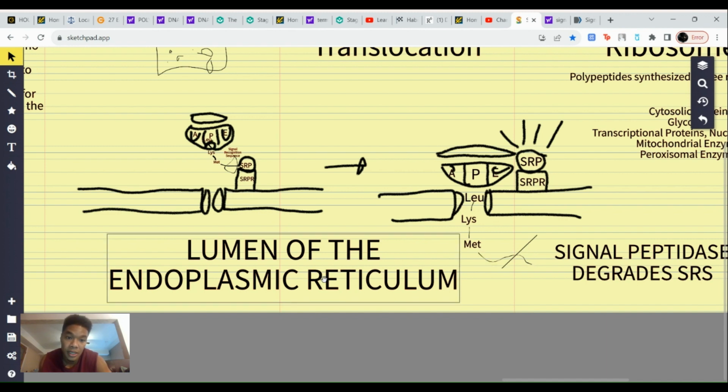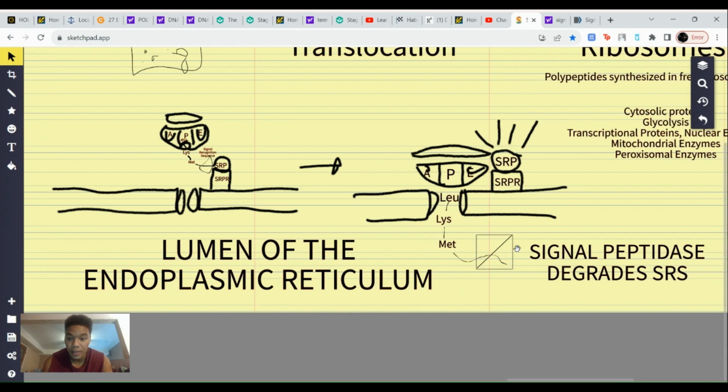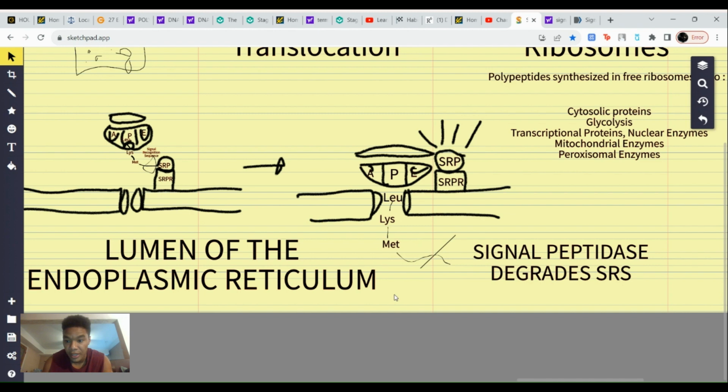So basically the sequence gets bound by a particle. The particle signals to the signal recognition particle receptor. It opens the gate, the transmembrane channel, and allows the polypeptide to enter. After the polypeptide enters, something called the signal peptidase degrades the signal recognition sequence, the amino acids at the beginning of the sequence that aren't necessary, because all we wanted is what we translated. We don't want the thing that helped us get to the ER. So signal peptidase degrades the signal recognition sequence.